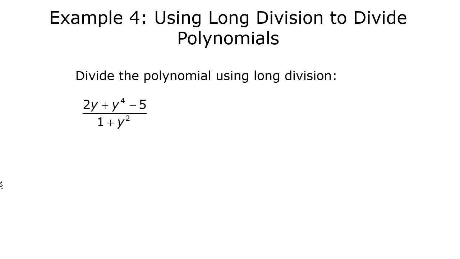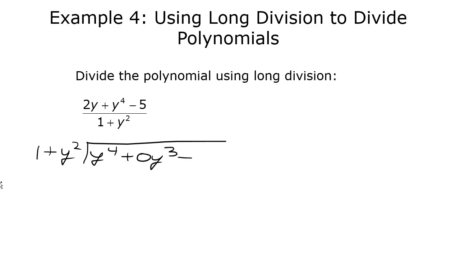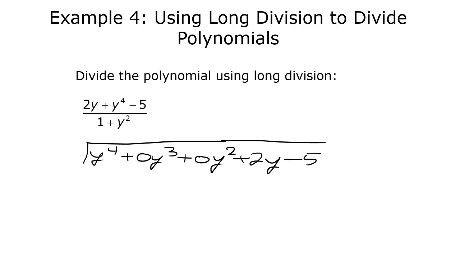Let's try another one, right? If they give us this, doesn't matter. Still same thing. 1 plus y squared is going into y to the 4th plus 0y cubed plus 0y squared plus 2y minus 5. Now, the only thing you really want to do is instead of doing 1 plus y squared, you should always list your divisor, this thing on the outside, in standard form as well. Remember, standard form of polynomials is always highest degree first down to lowest degree.